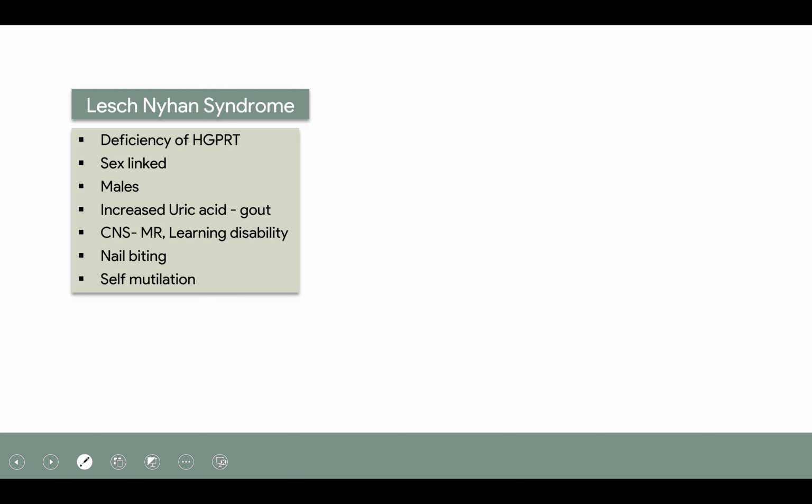So the conversion of Lesch-Nyhan syndrome is due to deficiency of HGPRT.